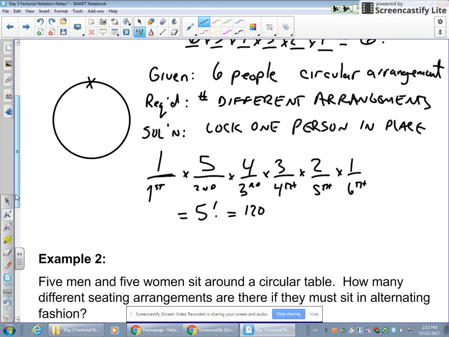We can say, therefore, there are 120 possible arrangements around the table.